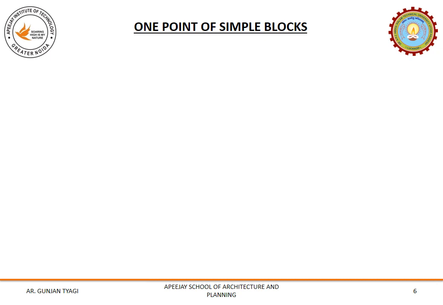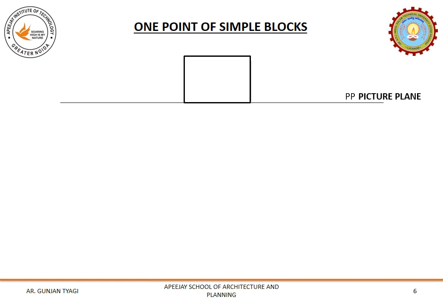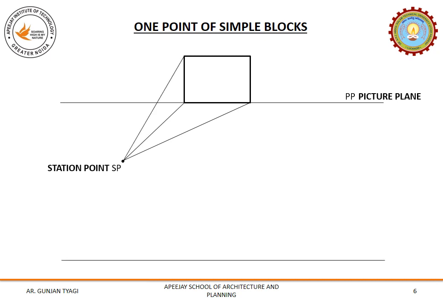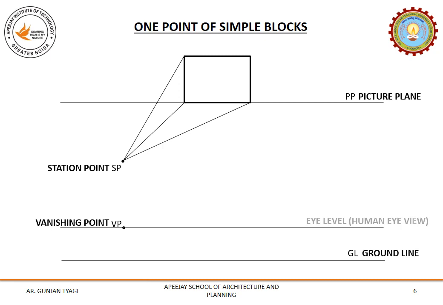In this case, we will solve the object with the eye level as human eye level. Now, as we have done earlier, we will have a picture plane, the plan of the object, and the station point, then join all the points from the plan to the station point, draw the ground line, and then place the vanishing point, which is supposed to be in the middle of the object as we are having the eye level as human eye level. So we have the vanishing point and also mark the eye level as human eye level.